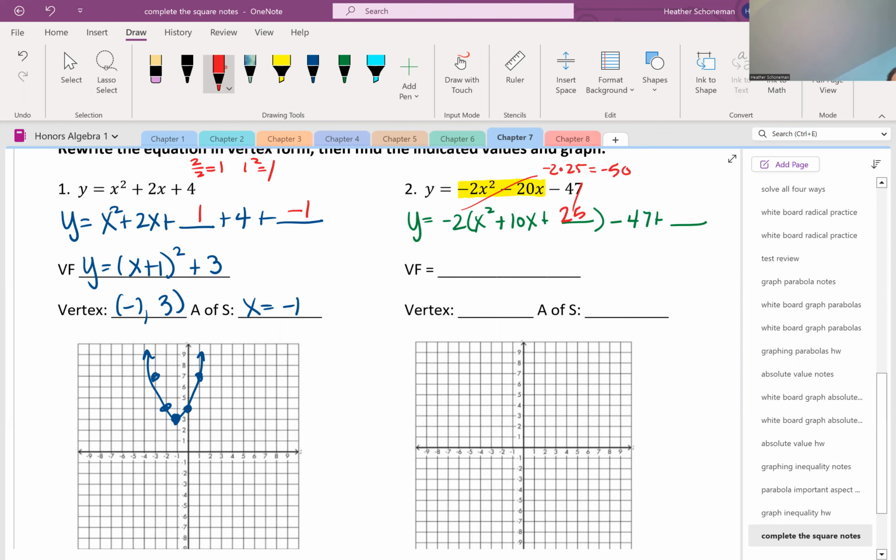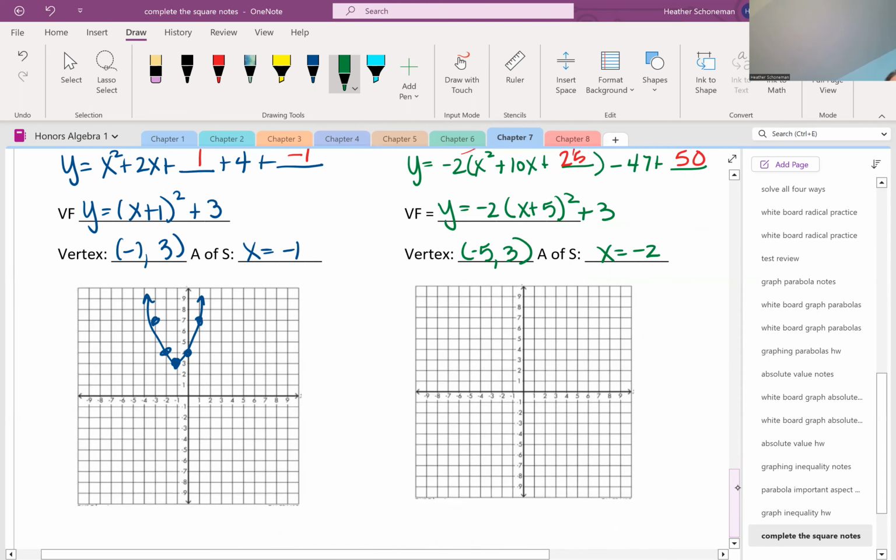So since I put a negative 50 on the left, I have to put a positive 50 on the right. So I get y equals negative 2, the parentheses factors to x plus 5 squared, and then negative 47 and 50 is 3. So my vertex is negative 5, 3. My axis of symmetry is x equals negative 5.